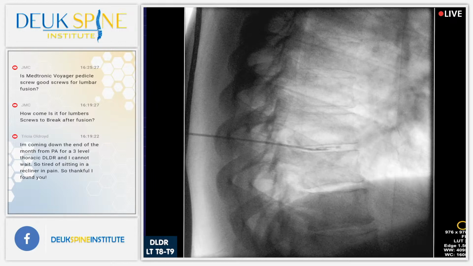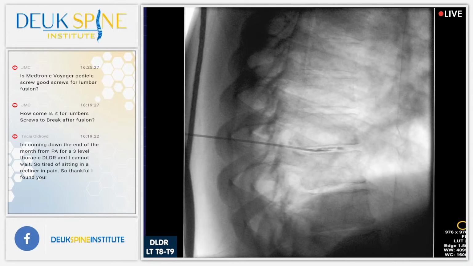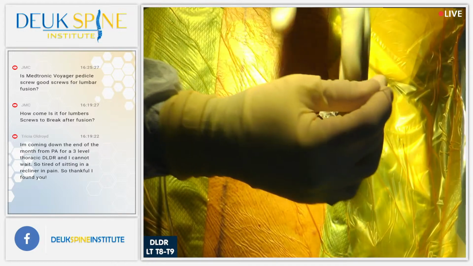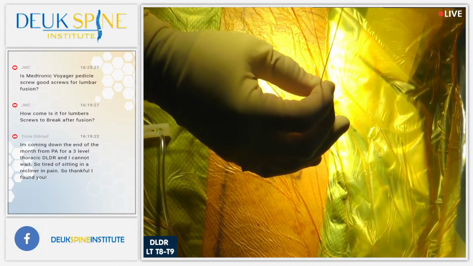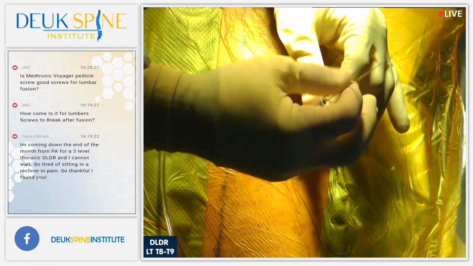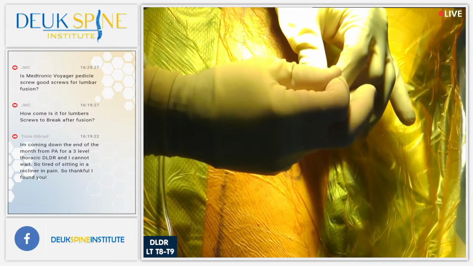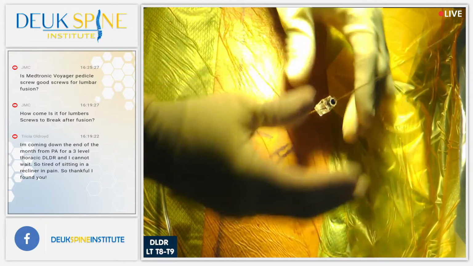Discogram. Shot. All right, shot. One more time. Very good. So this is inside the T8-9 disc. And now we're going to move on to the laser part of the surgery. Go ahead. Where's the skin knife? Thank you. So at this point, we're going to put our guide wire down. We're going to make an incision, and then we're going to take the needle out, leave the guide wire.